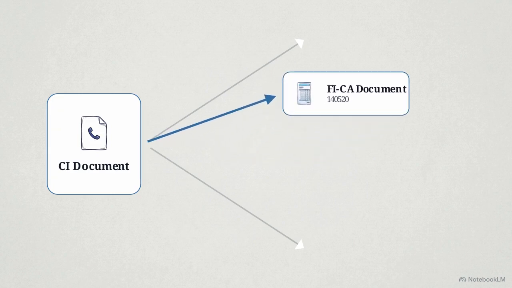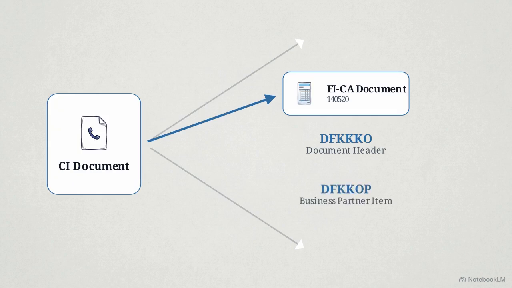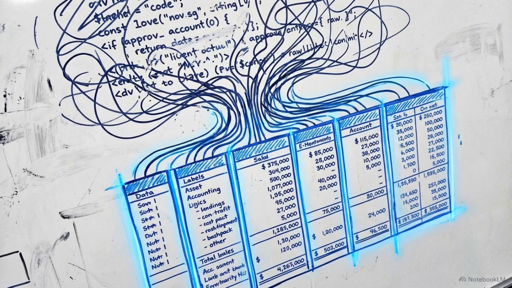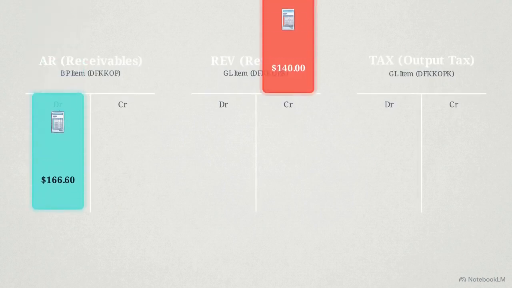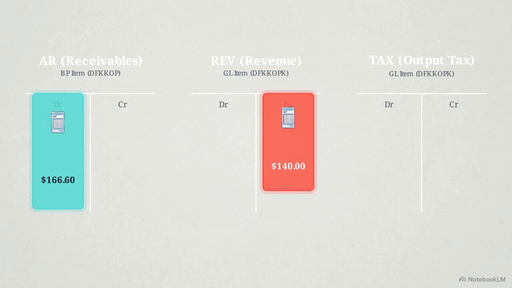For our telecom scenario, the invoicing document points directly to a newly generated FICA document, say number 140520. If we open the FICA structure, we find the specific database tables involved: the document header, the business partner item, and the general ledger item. This is where the actual accounting logic executes. The system posts a debit of $166.60 to the receivables account. It then posts the offsetting entries: a $140 credit to telecom revenue and a $26.60 credit to the tax GL.